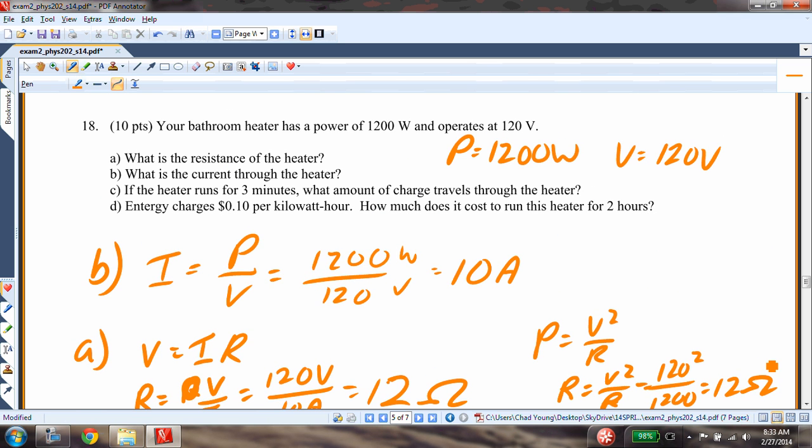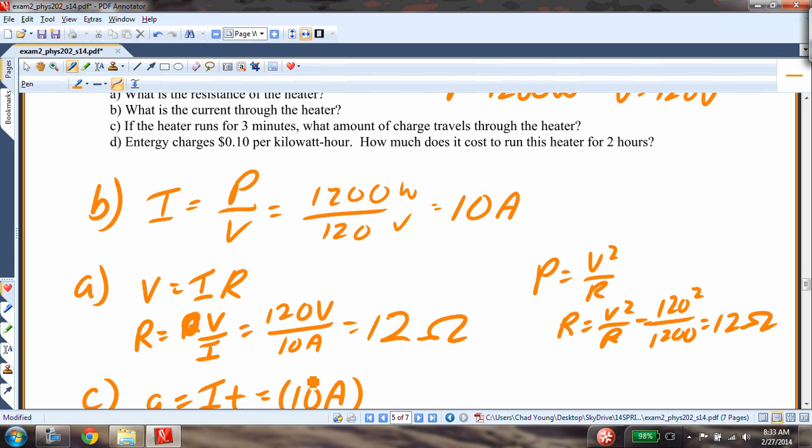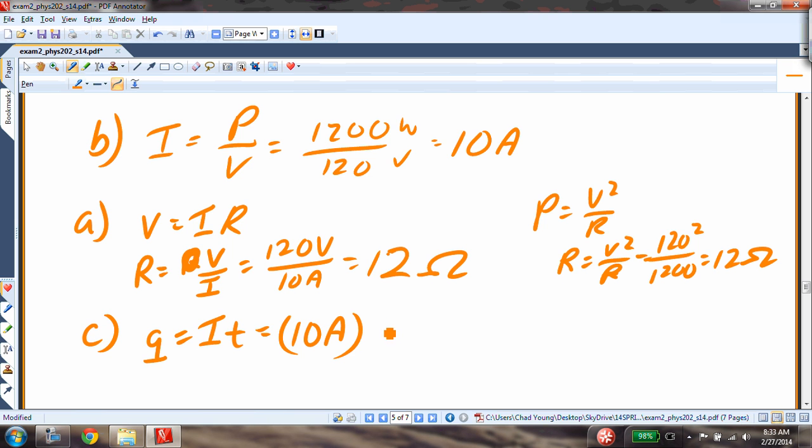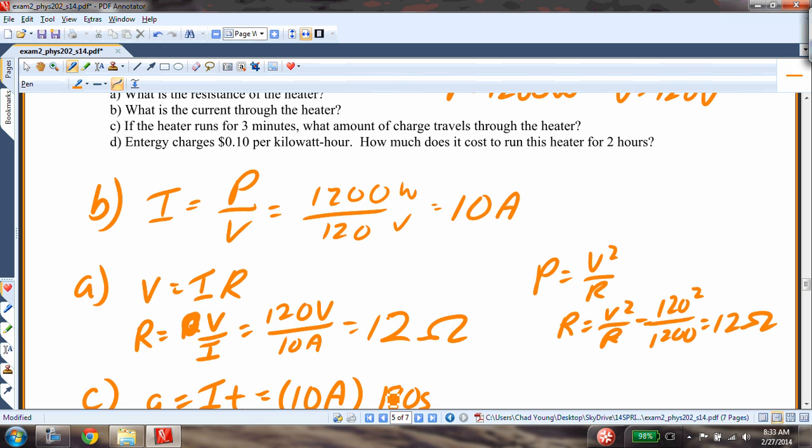And then if the heater runs for 3 minutes, what amount of charge travels through the heater? So I know the current is 10 amps. I just want to know the charge. Q is equal to I times T. That is 10 amps, and 3 minutes is 180 seconds. So that's 1800 coulombs.